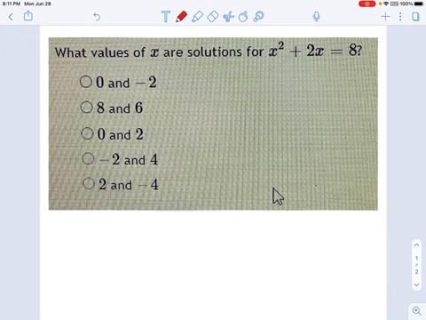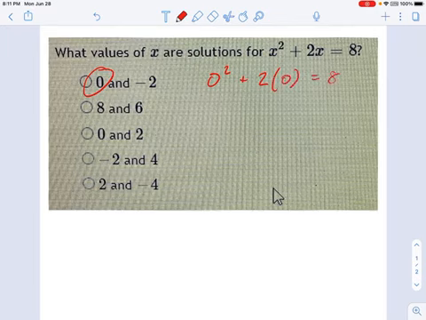And what I mean by that is, look at this. It says, what values of x are solutions? Now, if something is a solution, that means you can plug it into the equation and it satisfies the equation. So let's try to plug in 0 into that equation. We'll see what happens. 0 squared plus 2 times 0 equals 8.